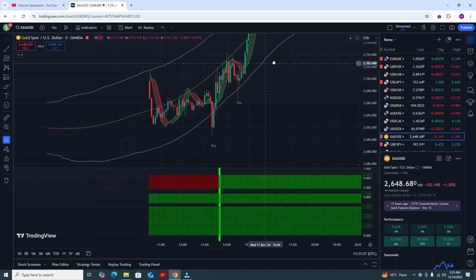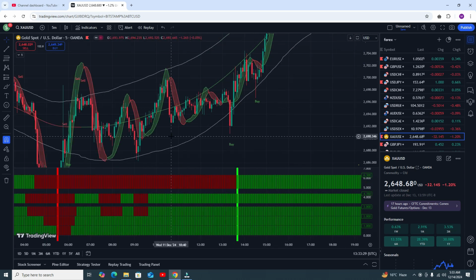Let me show you some details. First, you need to understand this indicator: the band line, the RSI, and the third thing, it will give you the buy and sell signal. So the first indicator is clear now. Now we need to discuss the second indicator.